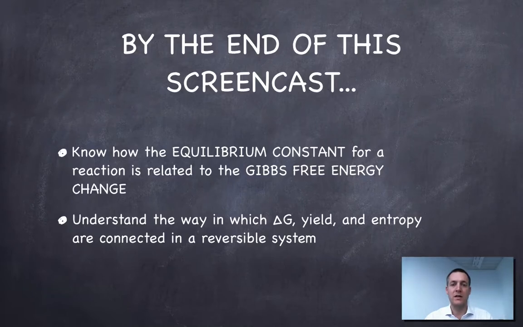Okay, and hopefully we're going to see in this film that there's a relationship between the equilibrium constant for a reversible system and the Gibbs free energy change for the reaction. And what we'll also hopefully be able to see is how we can connect the Gibbs free energy change with the yield and the entropy in a reversible system.